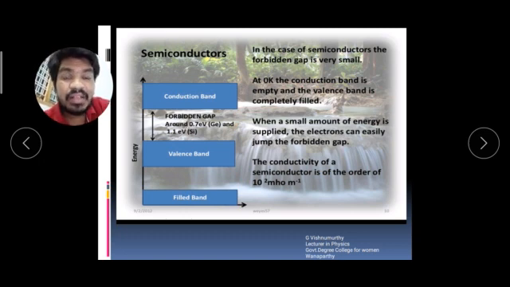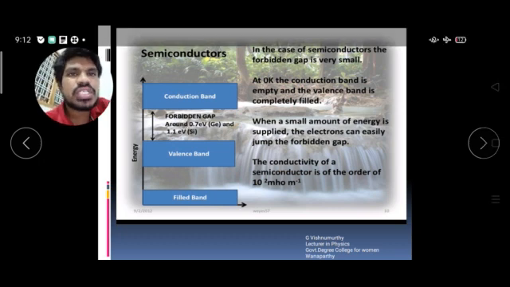When the conduction band is filled with electrons, then current conductivity is possible. The electrons which are present in the conduction band are known as the conduction electrons. Okay, so this is about semiconductors.